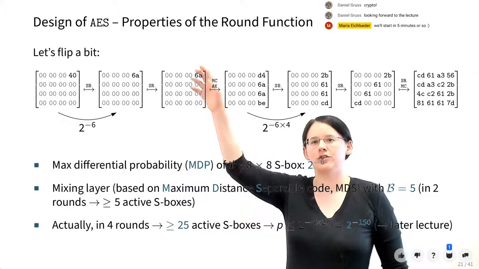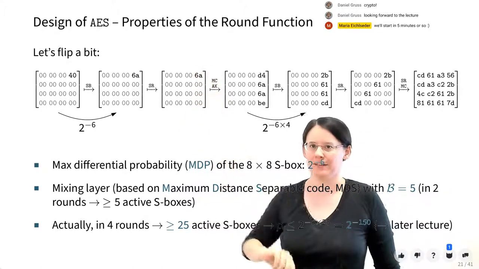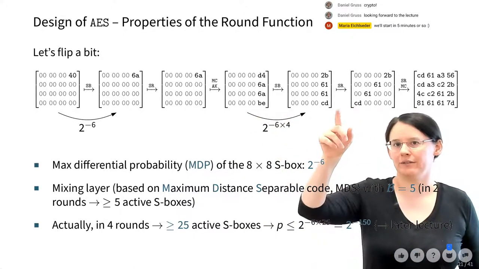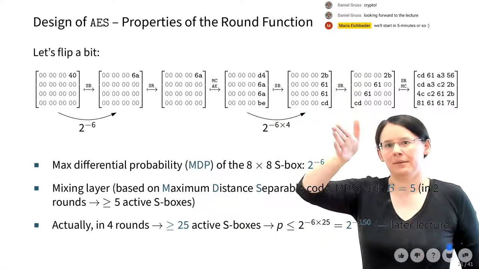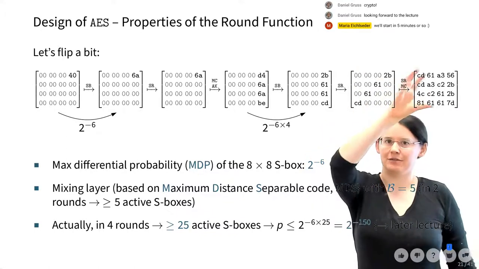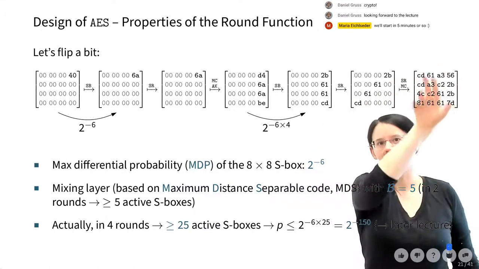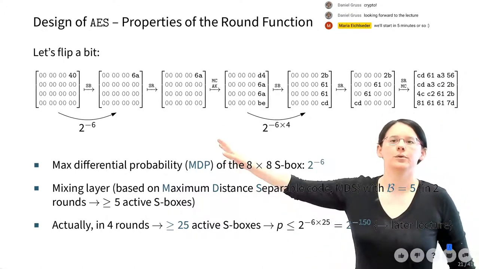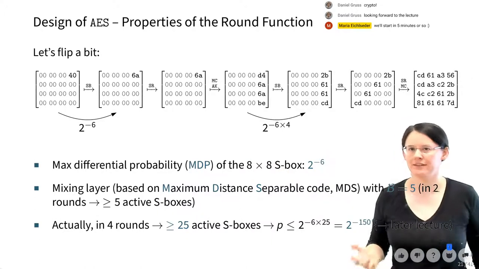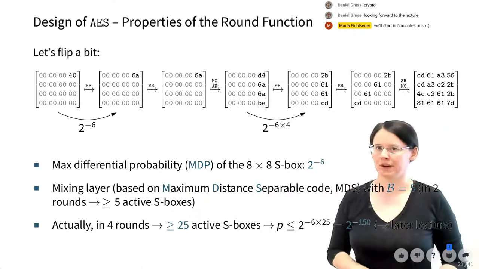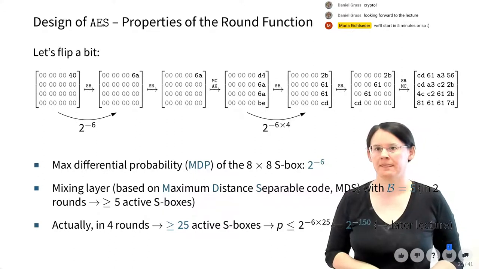Of course, we would need to check all other possible differences here to verify this. In the next round, we already have 4 active S-boxes, but this column is then distributed to lots of different columns, so that after the next mixed column step, we actually have a fully active state. So this is one potential path that a 1-bit difference can take in AES, and it's one of the best possible paths for 2 rounds.